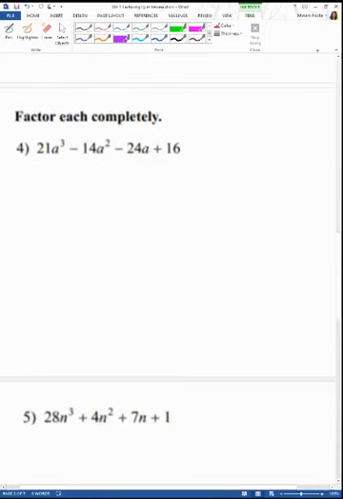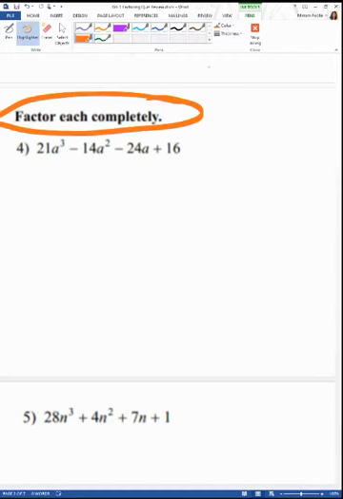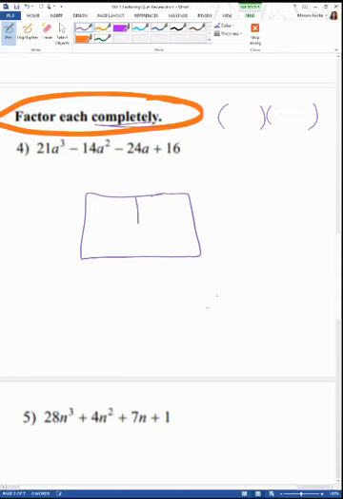Now we look at the directions. This time it says factor each completely, which tells me I am now going to have, in most cases, a binomial answer. So I'm not being asked to factor out the greatest common factor this time. I'm asked to factor completely. So this is when you would want to use the box method. There are other methods, but this is what I taught you in my class.